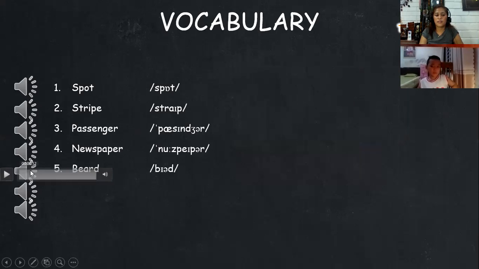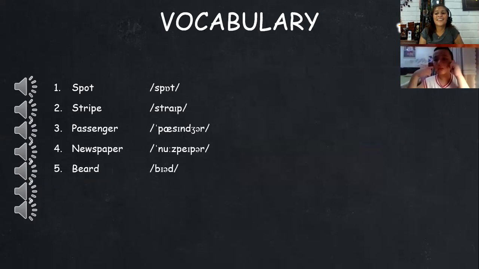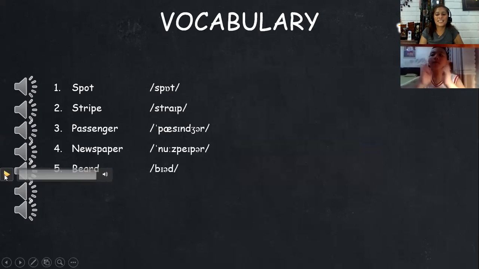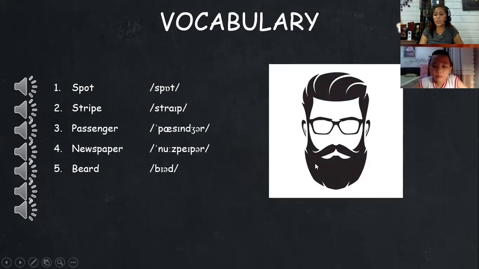The father has the beard right here. Your father has? Right here. Oh, yeah, that beard. Okay, again? Beard. Okay, look at the beard. Manny, you want to have a beard? Okay. Next one.